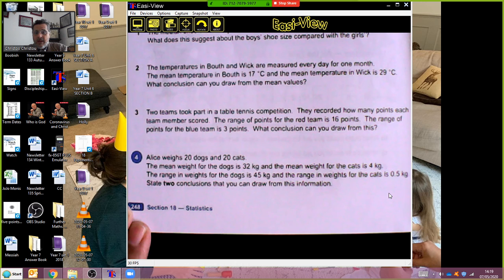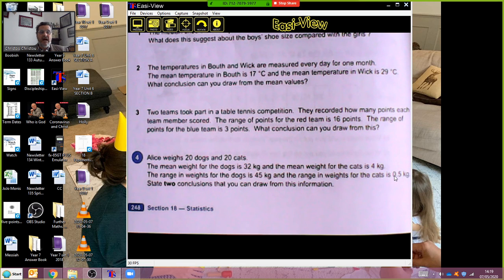I mean, that's huge. But cats pretty much look like cats all the time. They're little things. And their weight range is about 0.5 of a kilo. So cats' weights are more consistent. Dogs' weights are less consistent. Have you got that?